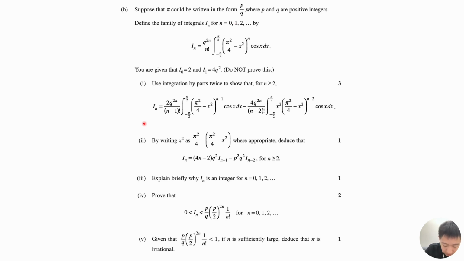Now the first question is use integration to show this. It's very apparent that you need to use integration by parts, but the tricky part is that for this type of complex question, worth 3 marks, you might need to do it twice.